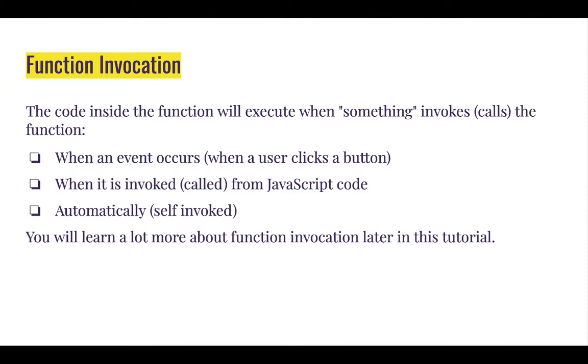The code inside the function will execute when something calls the function. That is, when an event occurs, such as when a user clicks a button, when it is called from JavaScript code, or automatically. That is how you execute functions, either by the click of a button, when you call it from JavaScript code, or when it is self-invoked. You will learn a lot more about function invocation later in this tutorial.